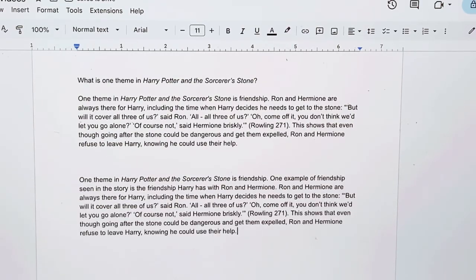This would be followed up by at least one other example of friendship that shows up in the book, and that would be followed by a concluding sentence. I hope you now have a better understanding of how to add quotation sandwiches into full-length paragraphs.